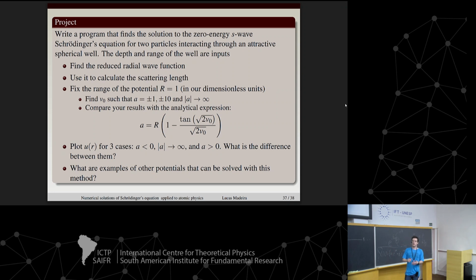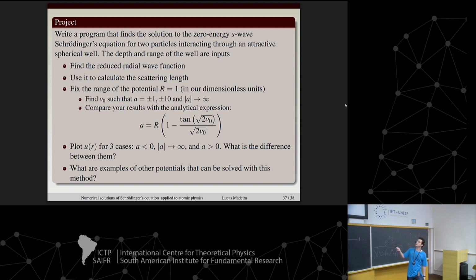So this is the project that I'm proposing for tomorrow, which is write a program that does this stuff that we've been discussing in this lecture. And then the inputs of your program should be the depth and range of the potential. You should give that to your program. First step is finding the reduced wave function in this fashion that I just said. And then you can use it to calculate the scattering length. As we saw, you just need 3 points, and then you can calculate the scattering length, right?